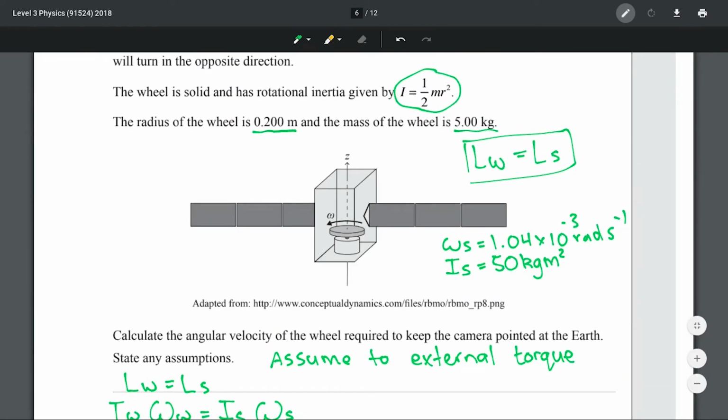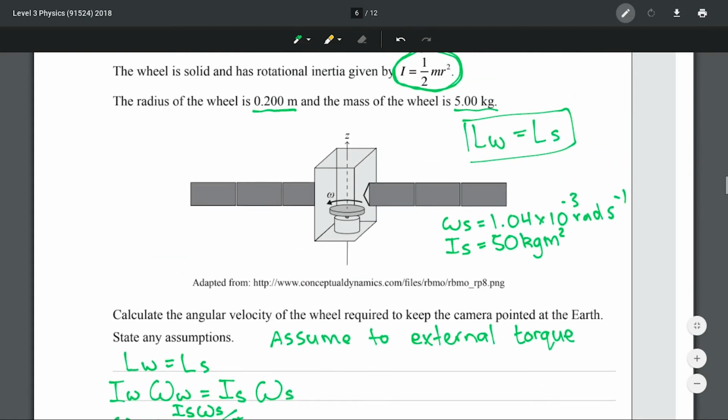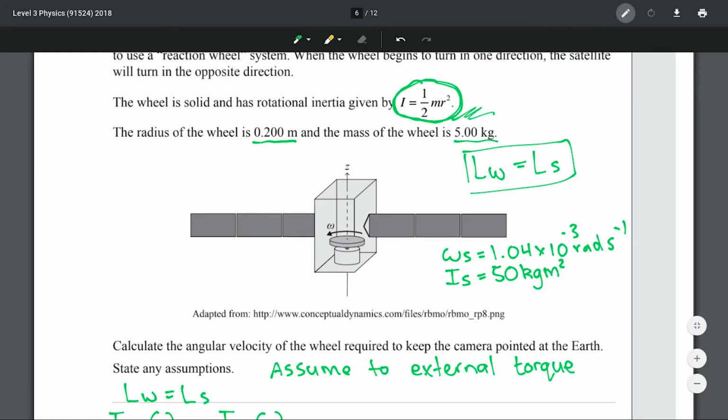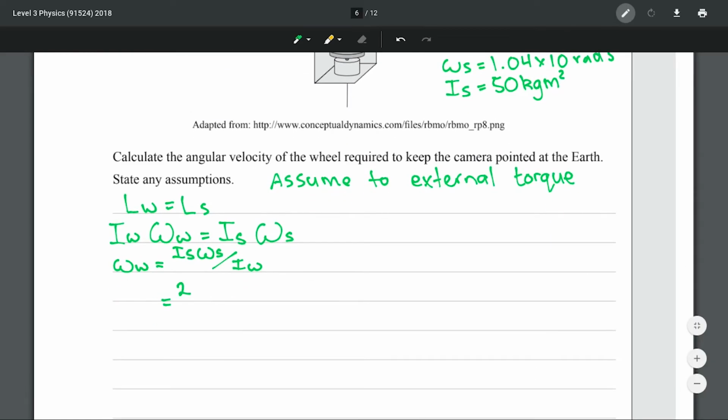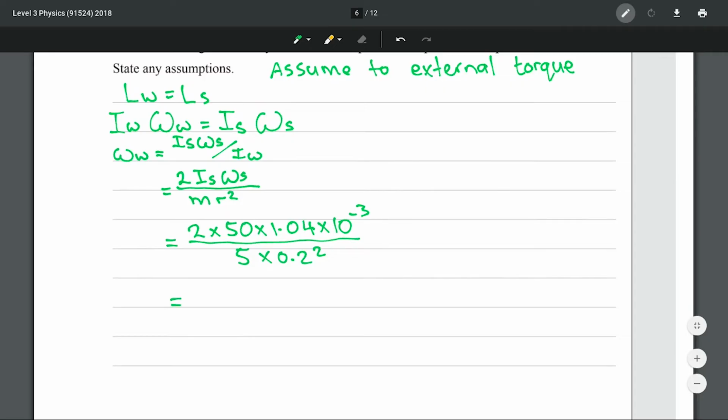And the rotational inertia of our wheel can be given by this equation here, which is going to make things a little bit messier, but we'll deal with that in a moment. So let's first solve this for our angular velocity of our wheel. And now let's substitute our equation here. Since we know all of these values, we can just put our numbers in, which gives me precisely 0.52 radians per second.